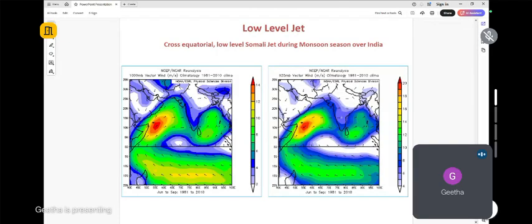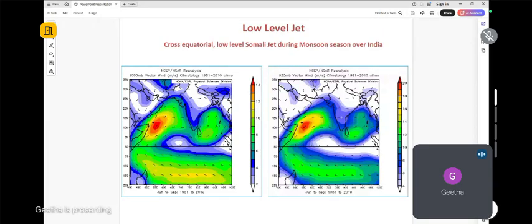So next is this cross-equatorial flow of the low-level Somali jet during the monsoon season, which we discussed. You can see here off the African coast how the wind speeds are sharply increasing, becoming a low-level jet at surface level and then 925 HPA level. At 825, wind speeds decrease. It is only in the very low levels that it is seen. That's why it is called a low-level jet.